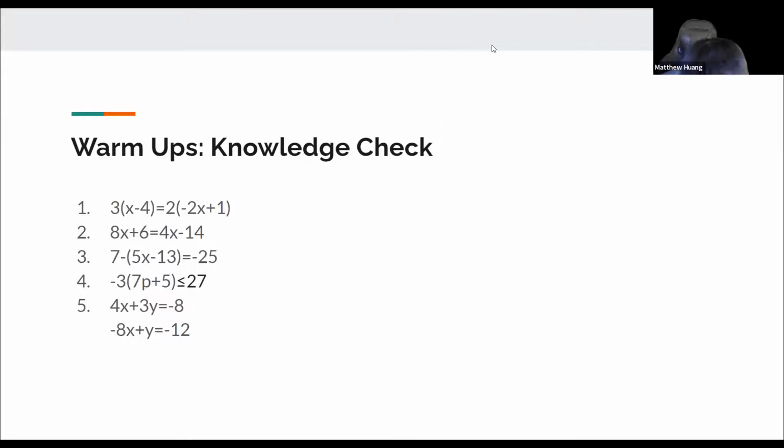Okay. All right, so the second question. First step, you can bring all the variables to one side, so you can subtract 4x from both sides. That turns into 4x plus 6 equals negative 14.